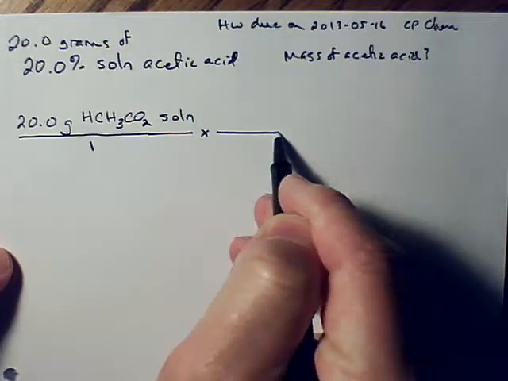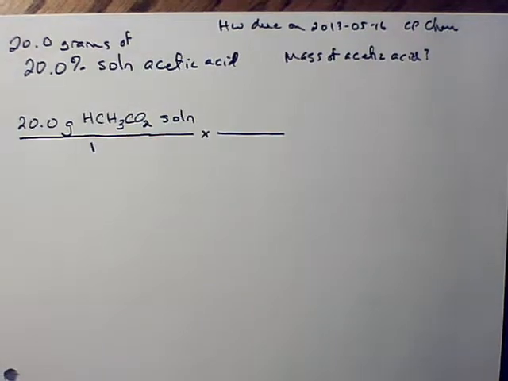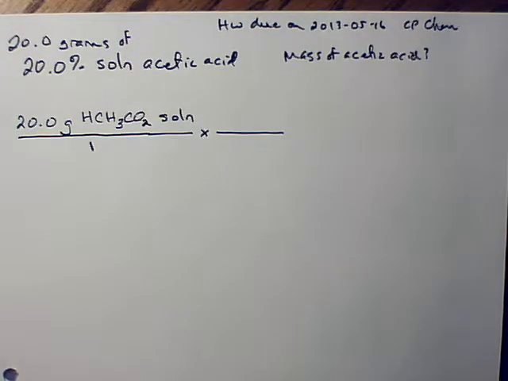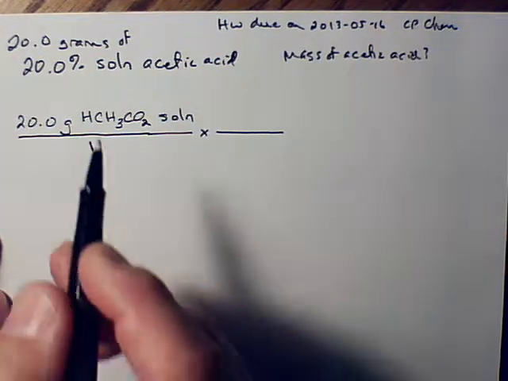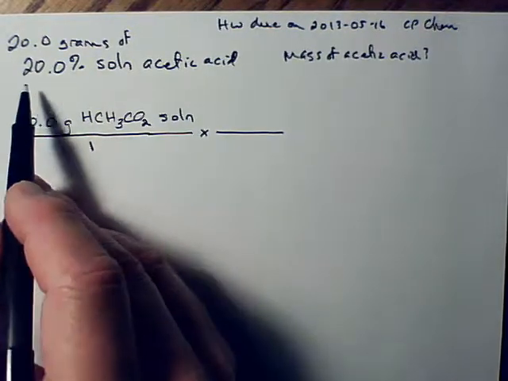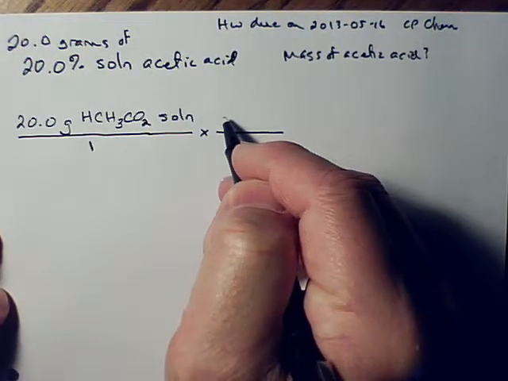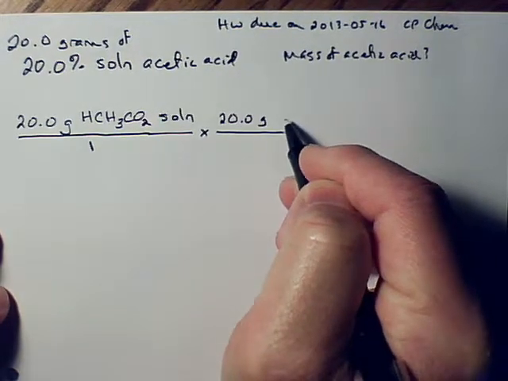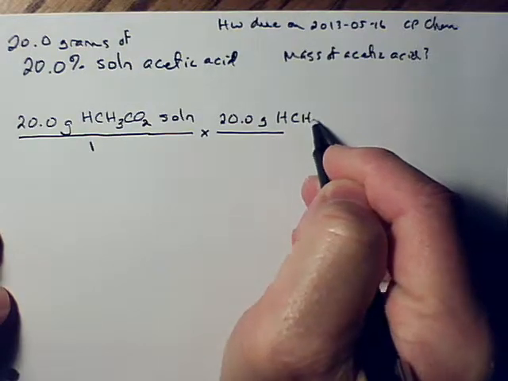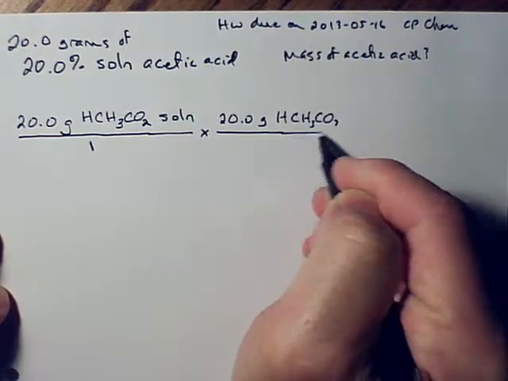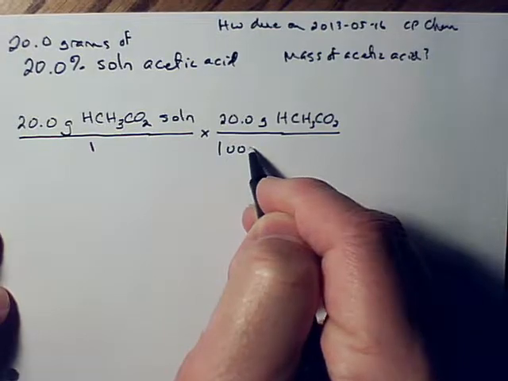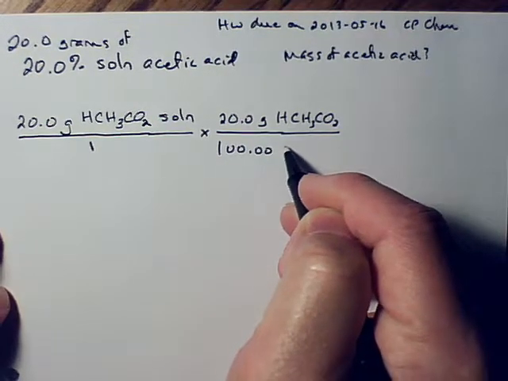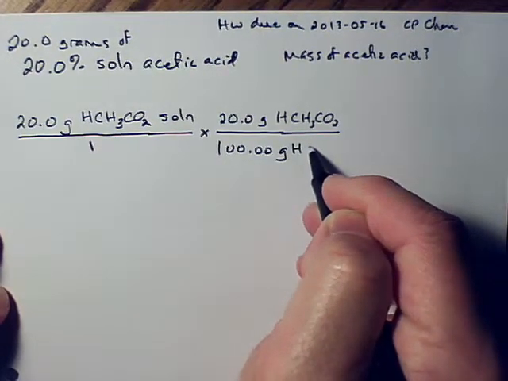Okay, so if we take this 20% and say, what's an easy ratio of mass in grams? Using grams as our measurement unit, that would represent 20% acetic acid. The easiest one for me anyway is 20.0 grams of HCH3CO2, acetic acid, over 100 grams of acetic acid solution.